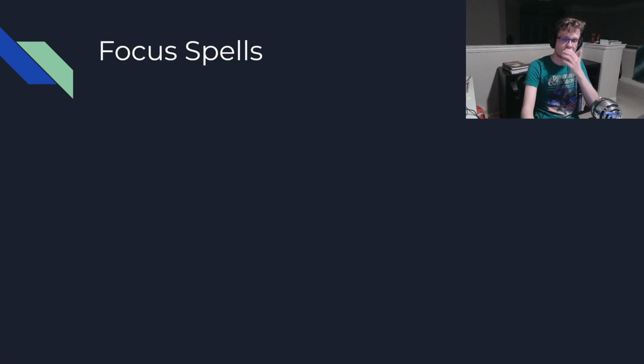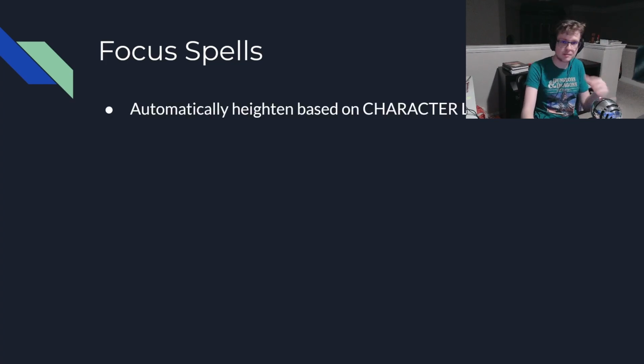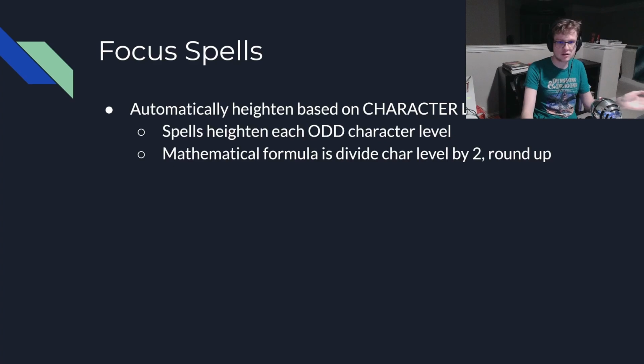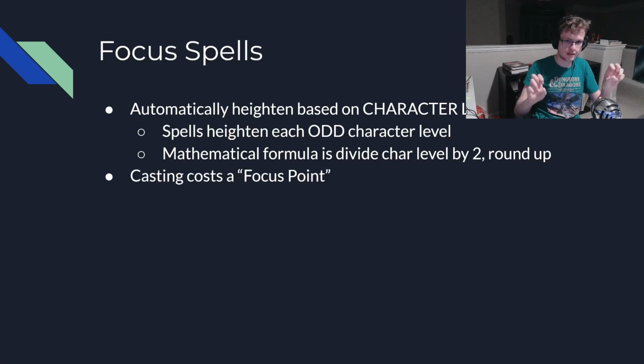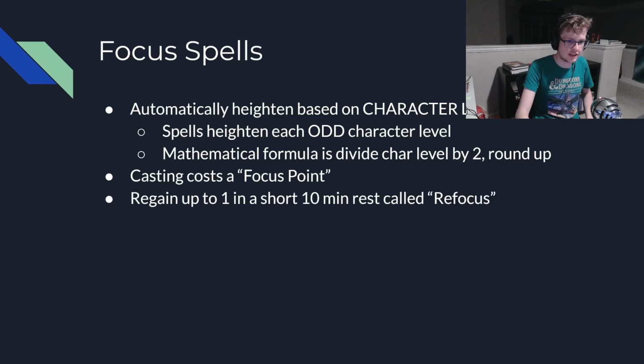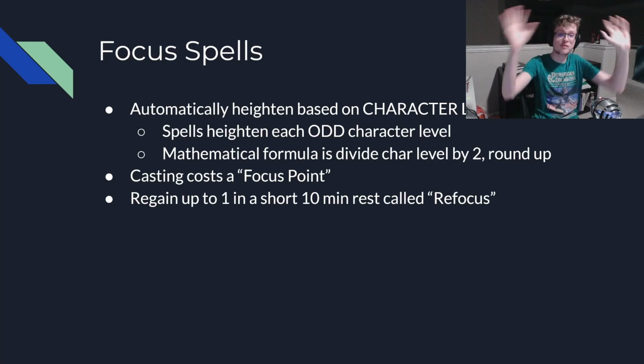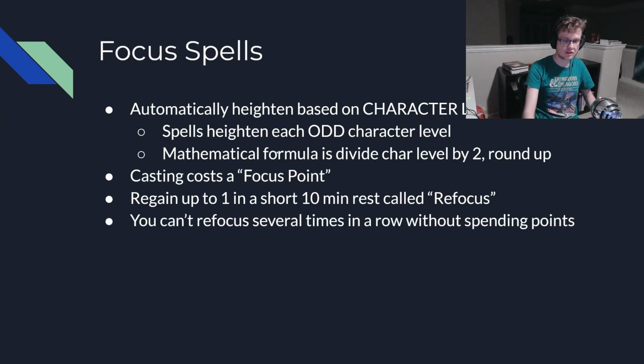And then you have the focus spells. These heighten at the same rates as the cantrips, automatically based on your character level. Spells heighten each odd character level, just like the cantrips. Casting them costs a single focus point. And this focus point can then be refocused if you just take a 10-minute snack break. Different classes will flavor this in different ways. Like a wizard would read over their spellbook, a monk would go sit and meditate for a while, but generally you just spend 10 minutes refocusing your magical power. However that looks for your character is good. And you can't refocus several times in a row without spending points.